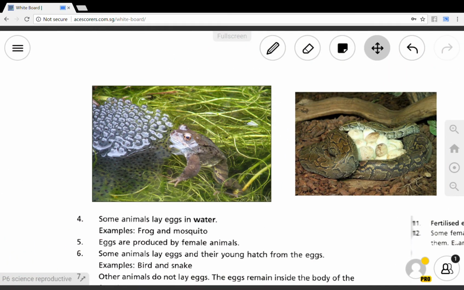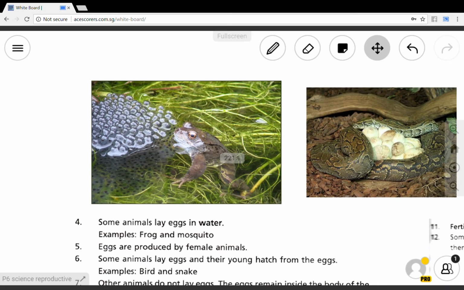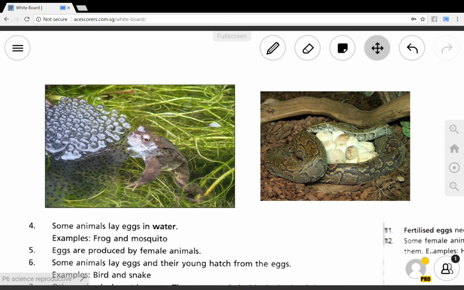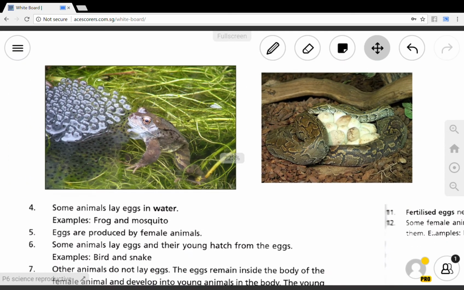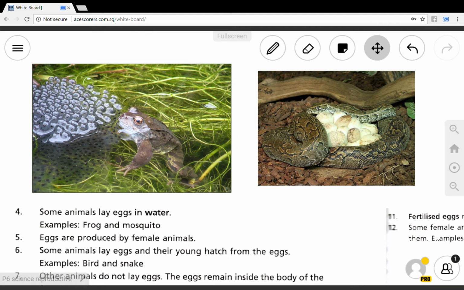So some animals lay eggs in water. The frog lays the eggs in water. Eggs are produced by female animals. Some animals just lay eggs and their young hatch from the eggs.